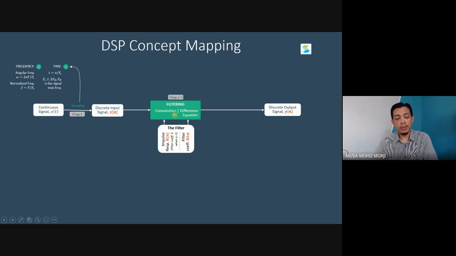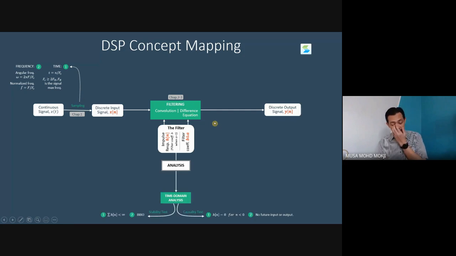Okay, so if you have an FIR system, you have an option, either to do convolution or to solve the difference equation to get the outputs. But for IIR, you cannot do the convolution. So the only option that you have is to solve the difference equation. Okay. And then we have done analysis.